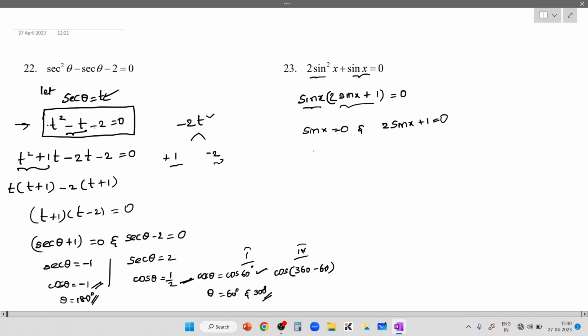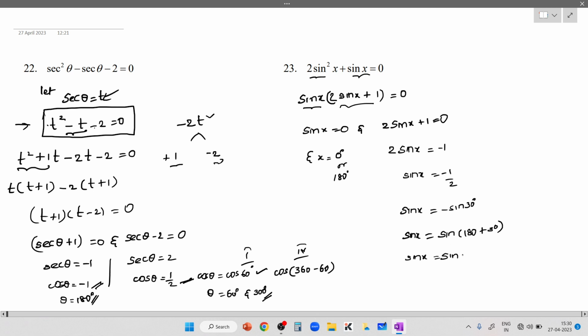So if sin x is 0, that means x is equal to 0 degrees or 180 degrees. And here 2 sin x plus 1 is equal to 0. That means 2 sin x is equal to minus 1, and sin x is equal to minus 1 by 2. That means sin x is equal to minus sin 30, and we know that sin is negative in third quadrant and fourth quadrant. So in third quadrant I can write the nature of angle as 180 plus 30. So sin x will become sin 210 degrees. So sin gets cancelled, x is equal to 210 degrees.